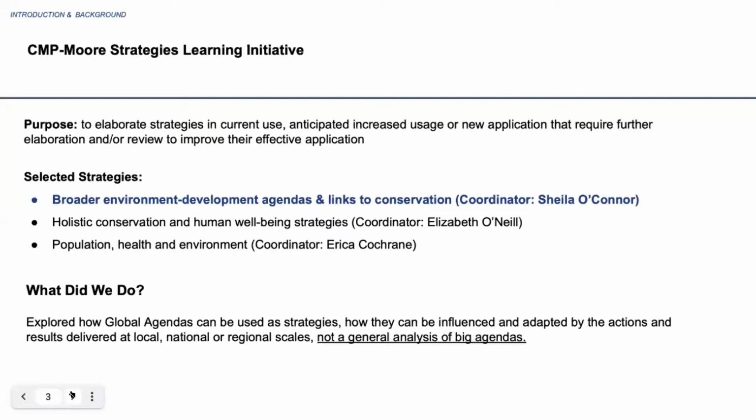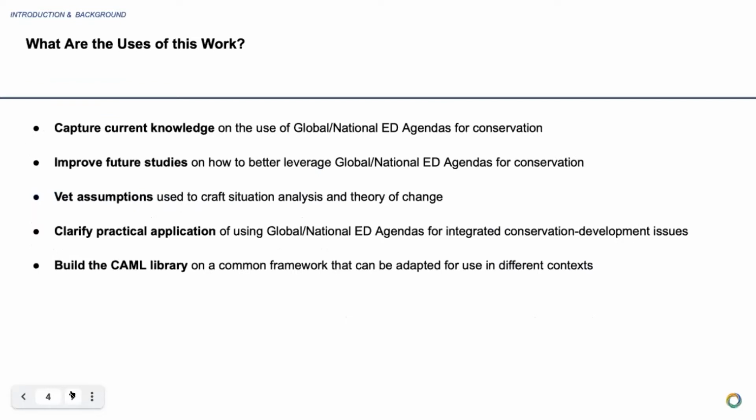So I coordinated that group. What we did was explore how these global and national agendas could be used as strategies, and also how they could be influenced by the conservation efforts that are delivered at local, national, or regional scales. I just wanted to say this, we did not undertake a general analysis of these big agendas. So if anybody is disappointed and you want to get off now, go ahead. But we were trying to look at their use as strategies and also how we could influence global agendas by working in conservation at different levels.